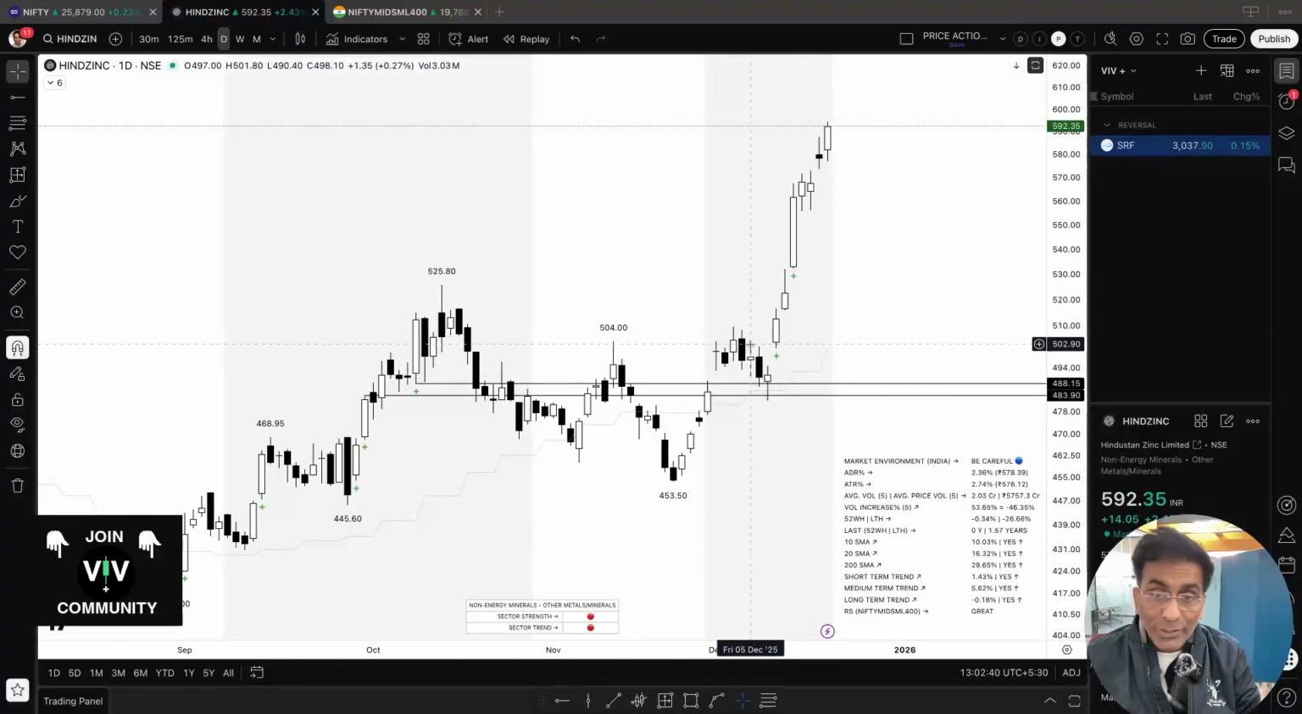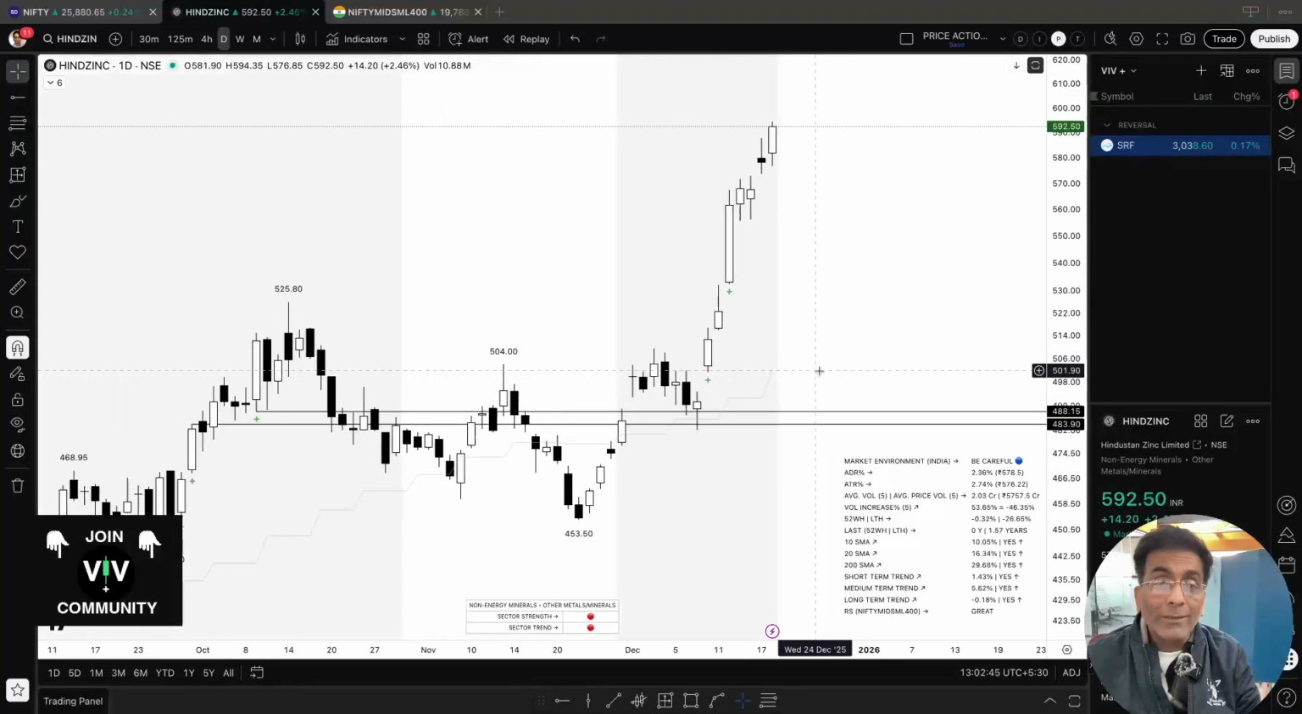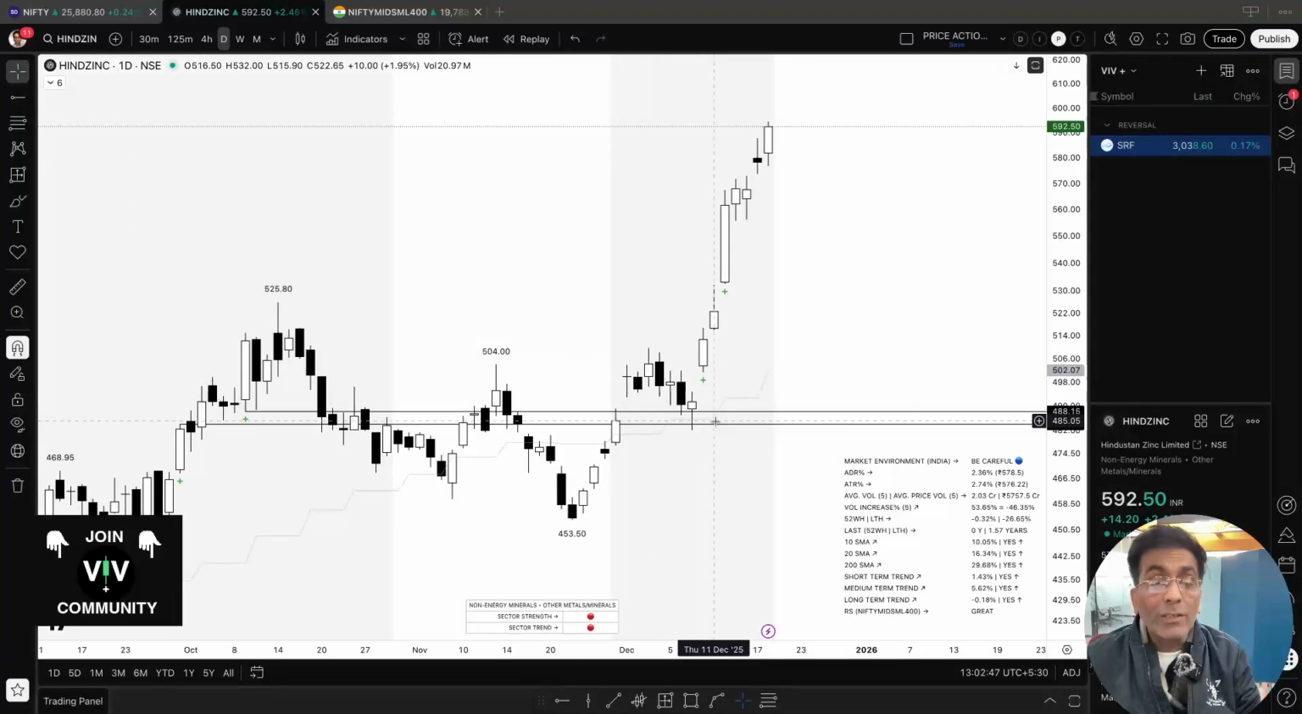Price went up, shook out the weak hands, but as the trend was positive, there was a high probability this trade may succeed, and this was an opportunity to enter near the 10-week moving average. And you can see after that what happened.